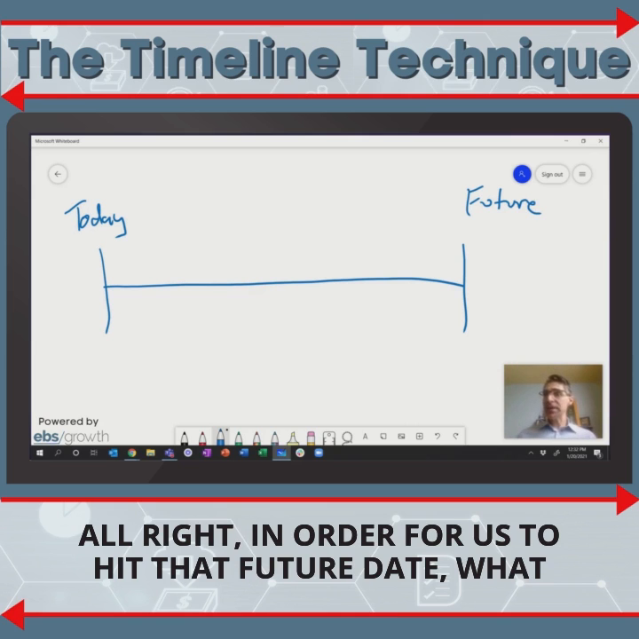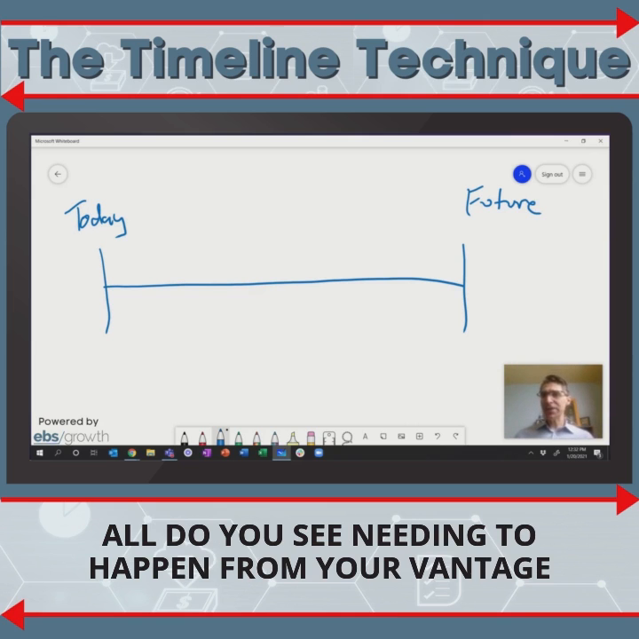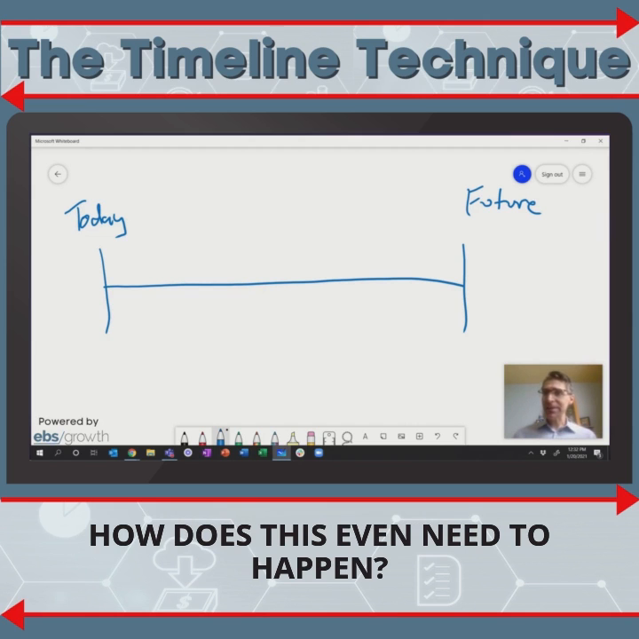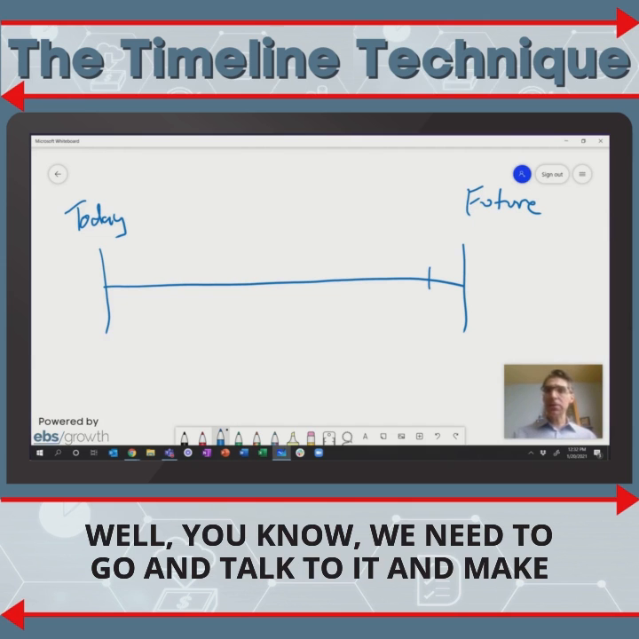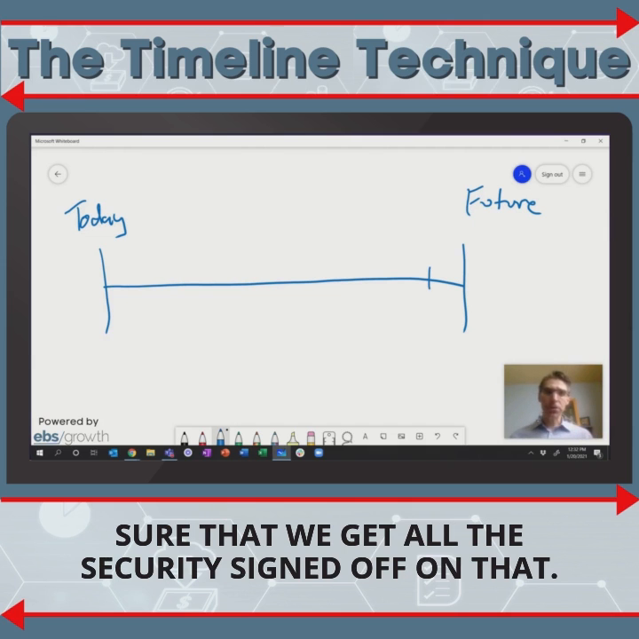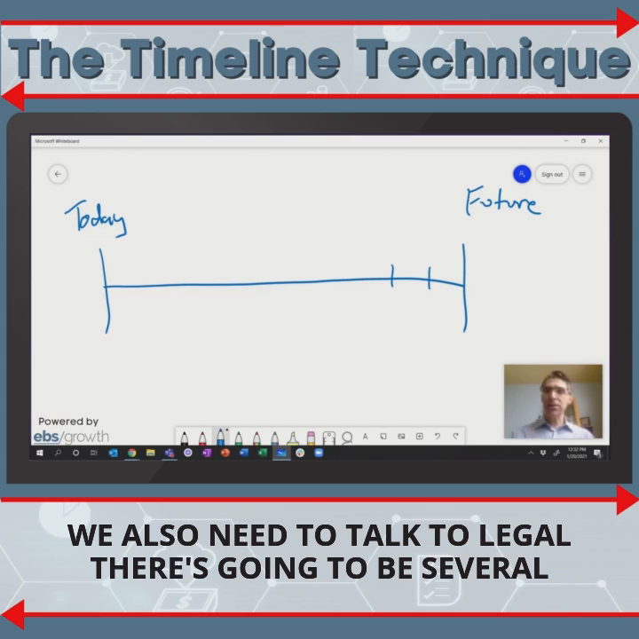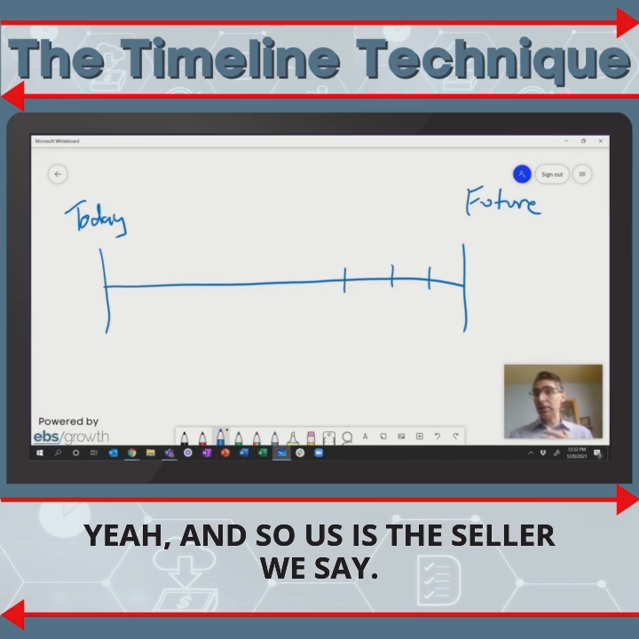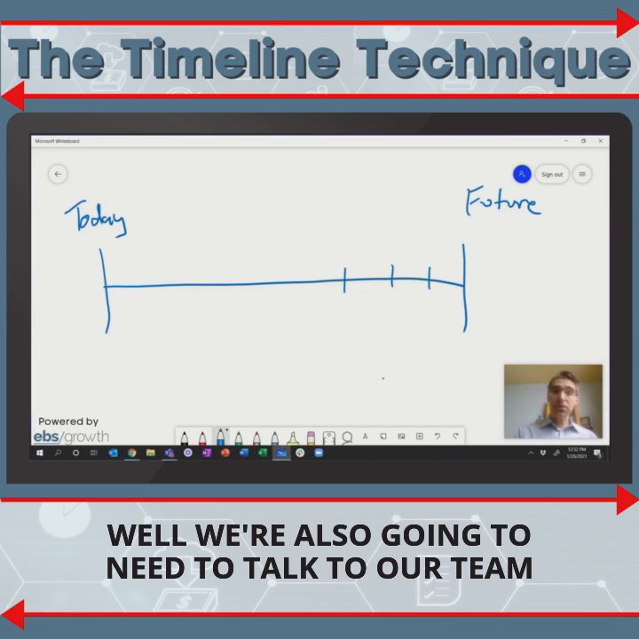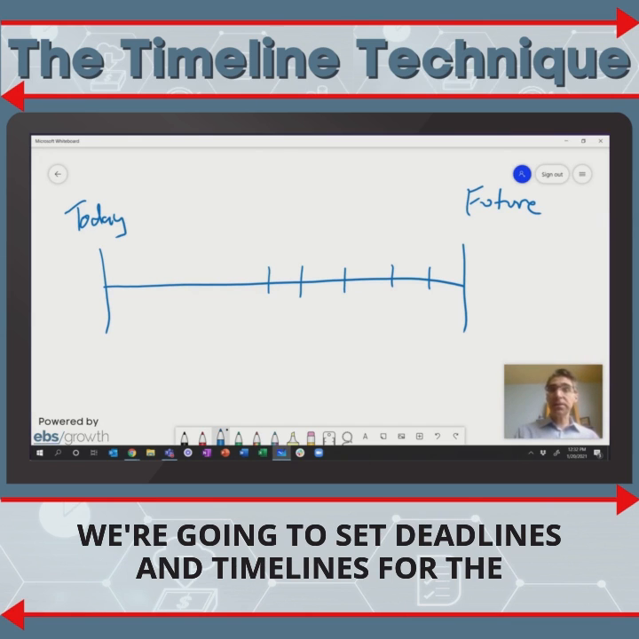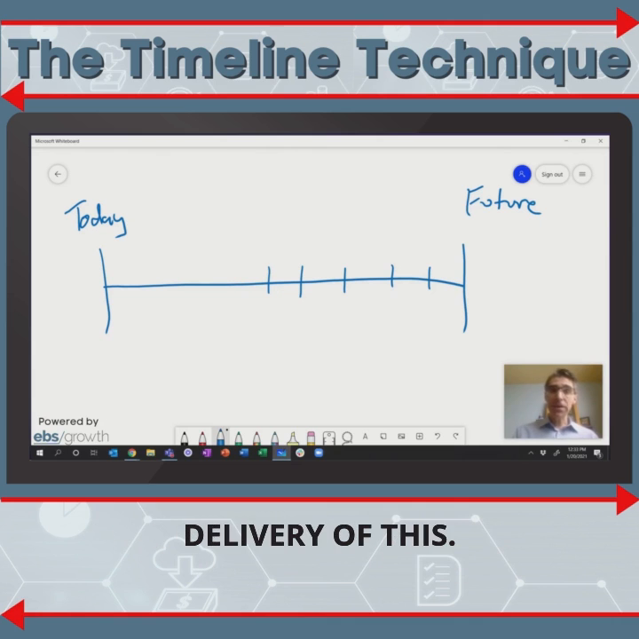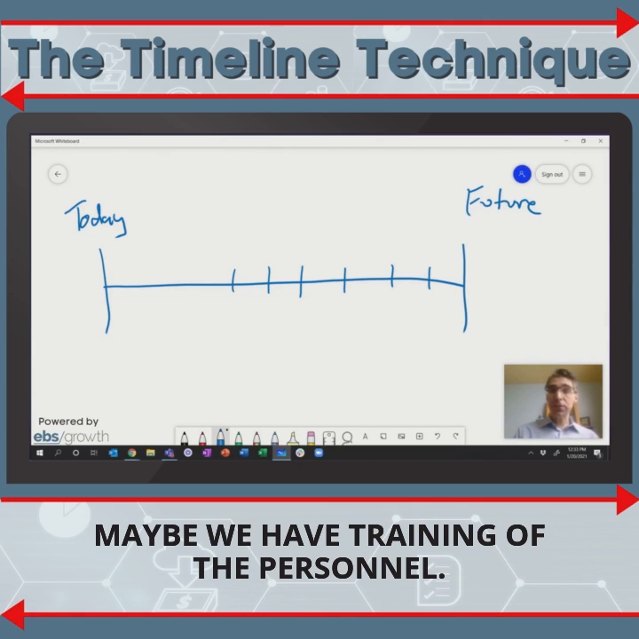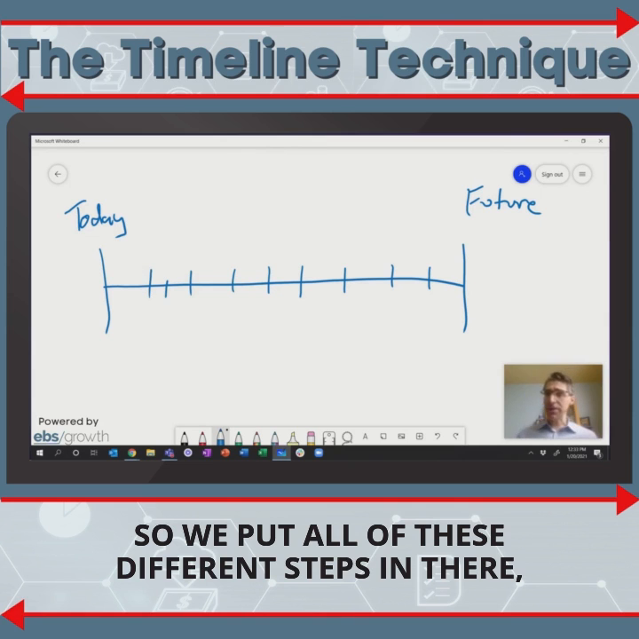All right, in order for us to hit that future date, what all do you see needing to happen from your vantage point within your organization? How does this even need to happen? Well, we need to go and talk to IT and make sure that we get all the security signed off on that. We also need to talk to legal. There's going to be several departments involved that we're going to need to have conversations with and get their buy-in. Okay, yeah, and so us as the seller, we say, well, we're also going to need to talk to our team. We're going to set deadlines and timelines for the delivery of this. Maybe we have training of the personnel. So we put all of these different steps in there, right?